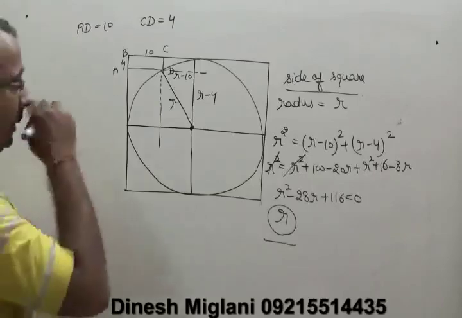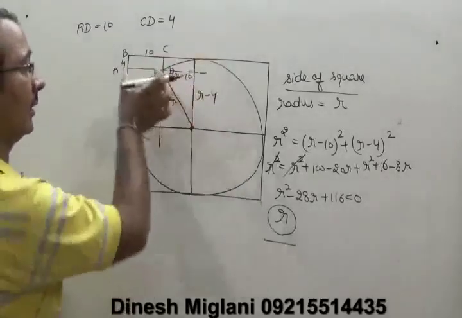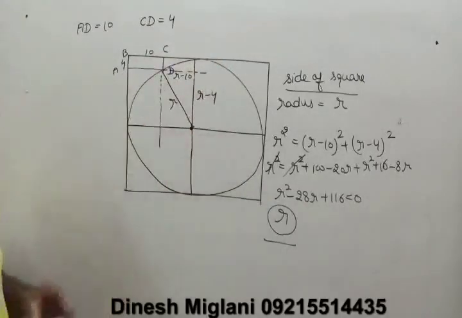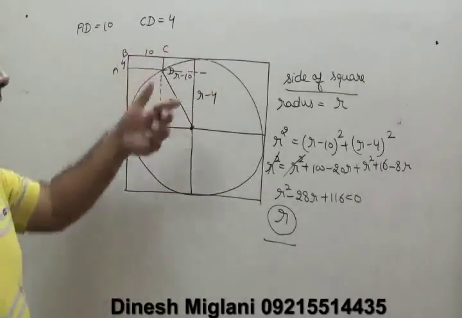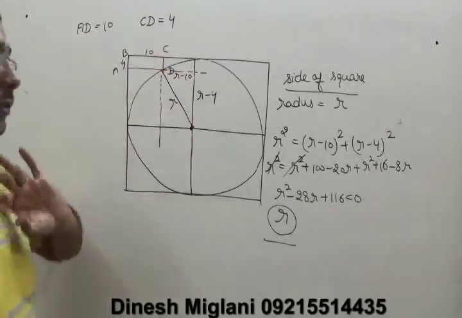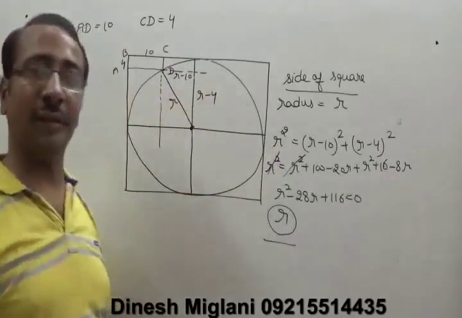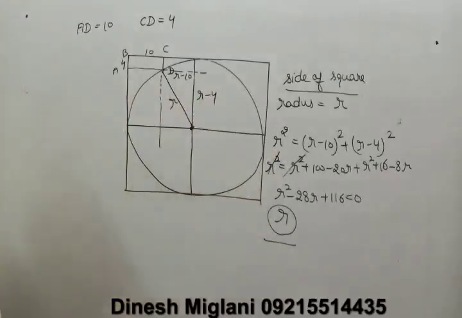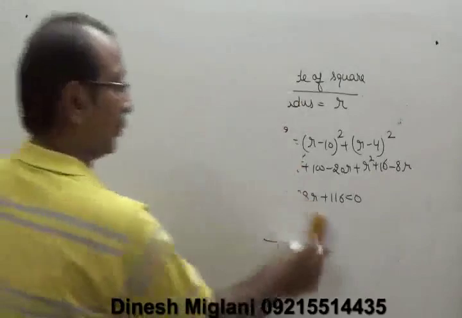Just pay attention again. It's a rectangle. Extend it. This is R. This is 10. This becomes R minus 10. This is R. This is 4. This becomes R minus 4. Now this is R. This is R minus 10. This is R minus 4. Apply the Pythagoras here. After applying the Pythagoras, we can easily find the value of R, and that becomes our answer. That is the answer to your question number 8.